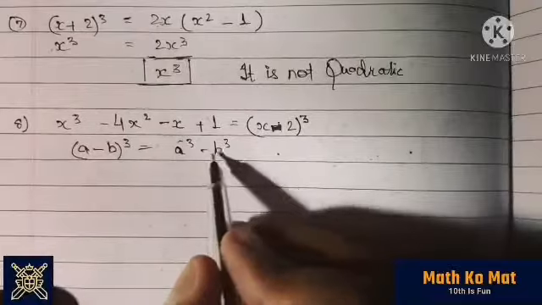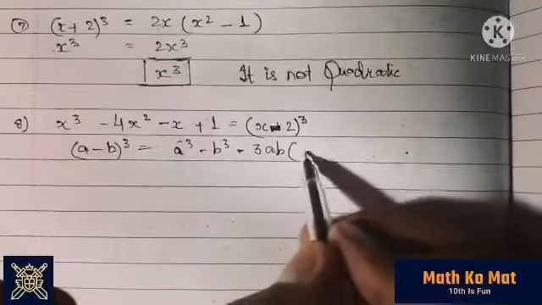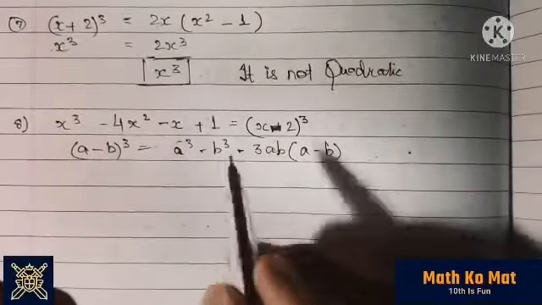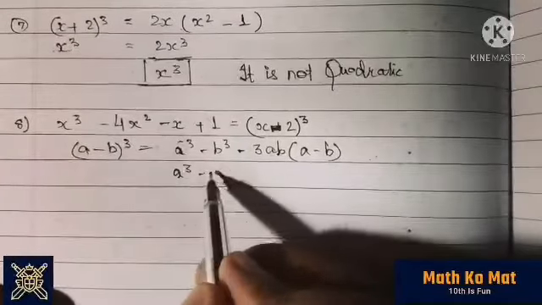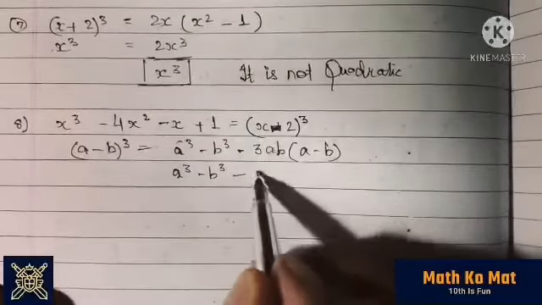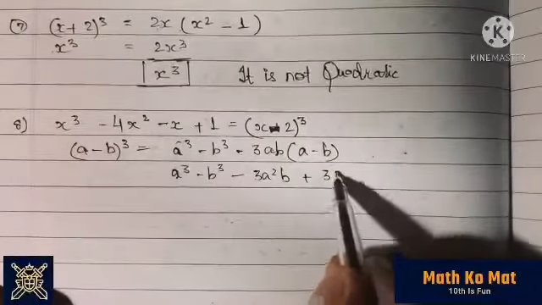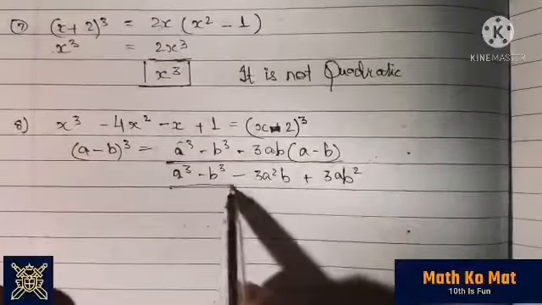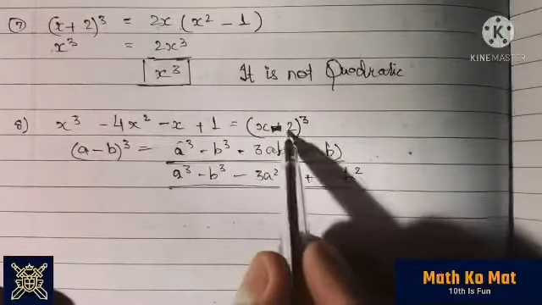So first of all, you have a cube minus b cube, then minus 3ab into (a minus b). So as you can see, all minus. But when you open this, you get a cube minus b cube minus 3ab into a, so minus 3a square b, and minus minus, so plus 3ab into b, that is 3ab square. So you can remember any one of these, either the first one or the second one, whichever suits the question better. So now as you can see here, we have (x minus 2) cube.